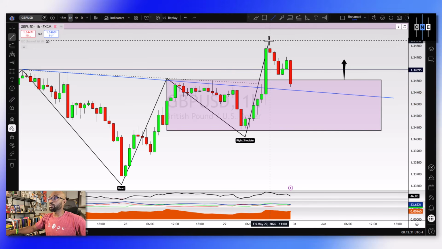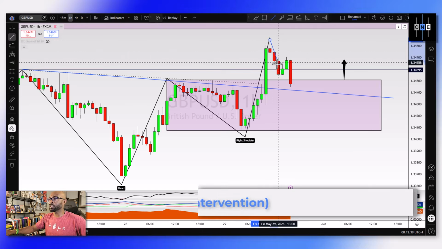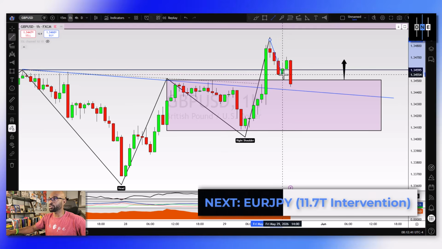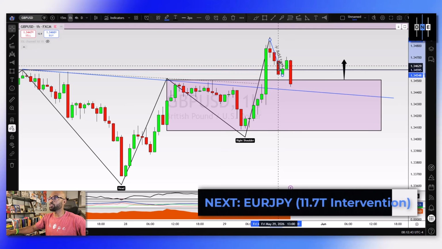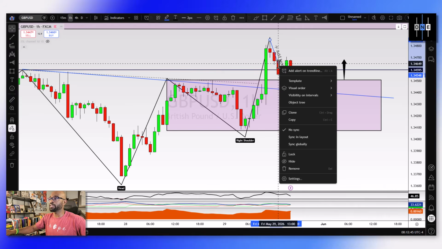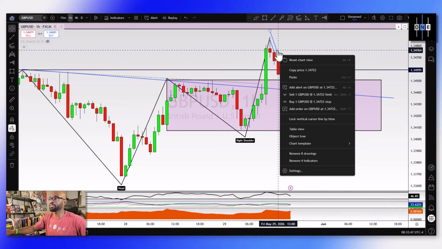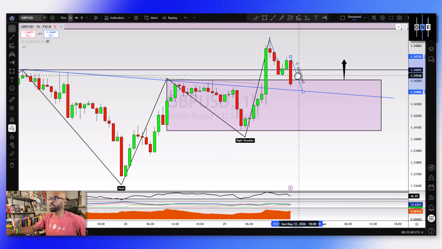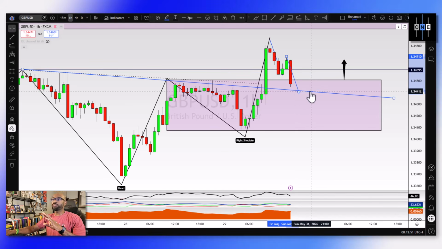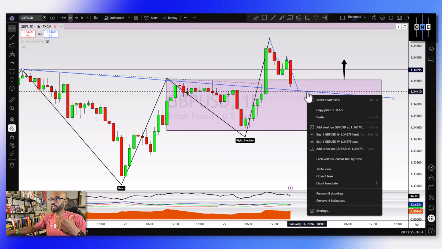So we'll start with a simple and classic pattern formation, AB equals CD pattern, or a one-to-one measured move. And what I'm going to do with that is take the length of this first part of the pullback, this swing high to this swing low right there. I'm going to copy and paste it. I was just going to steal it, but I'll just copy and paste it. And I'm going to drag it onto the retracement. And that would give me an equal measured move, an AB equals CD pattern that completes right here.